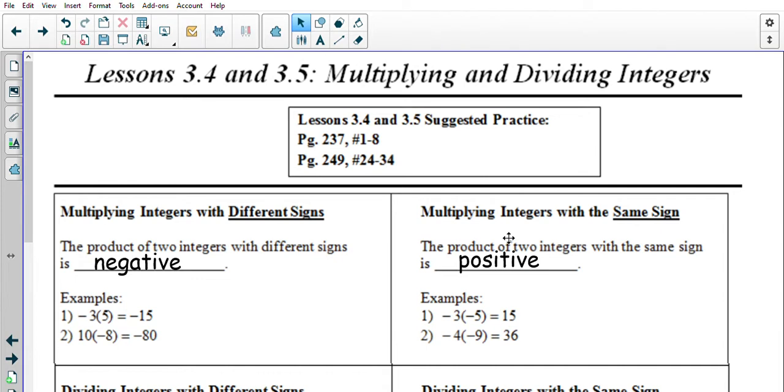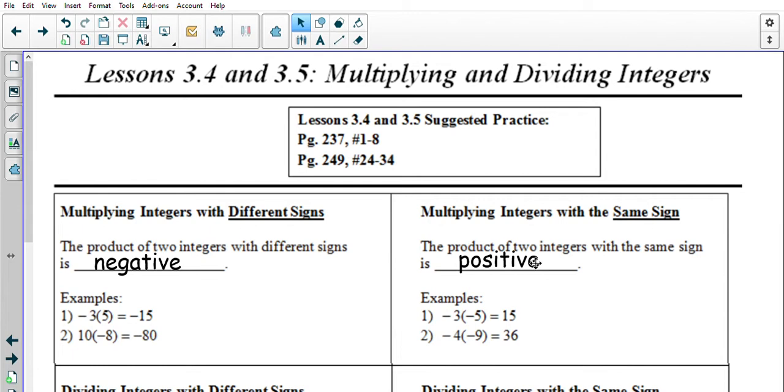Our video today is going to focus on the lesson 3.4 and 3.5 guided notes on multiplying and dividing integers. So again, make sure you have these guided notes out and in front of you, and you're copying down the guided notes as you're watching this video.